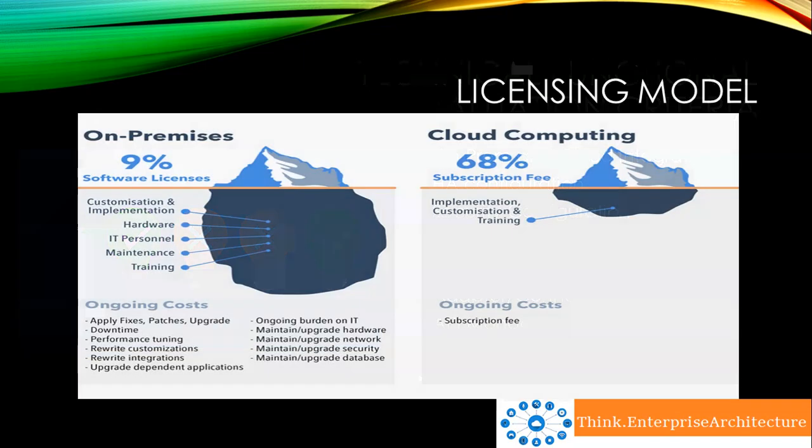Let's move to the next slide. In this, we are going to discuss the licensing model. There are basically two licensing models. The first is on-prem, where the initial cost is less, about 10 to 12%. But when you think about the surrounding systems, like customization, hardware, subject matter experts, technical people, hardware maintenance, and training, all these things are going to increase your cost a lot.